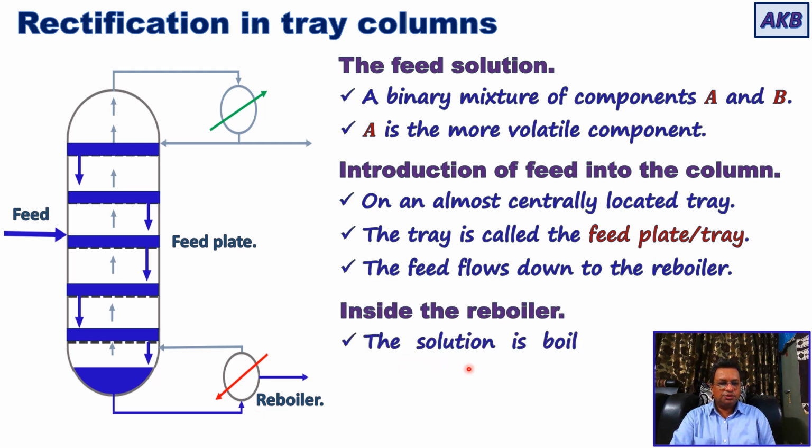Inside the reboiler, the solution is boiled. It is heated so that it boils and a vapor phase is created out of it. The resulting vapor phase is admitted into the column at the bottom, and then it rises up and is taken out from the top. The other things you already know. So in this way, the column is operating.